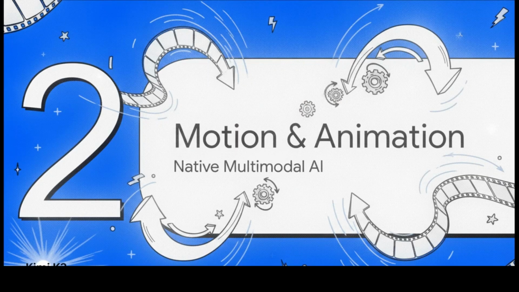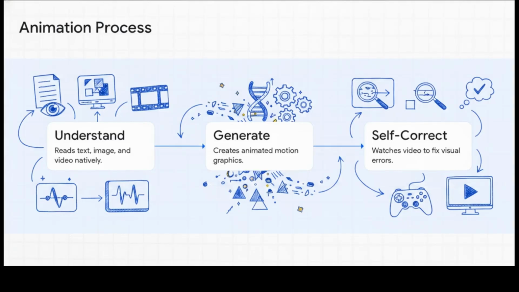Section 2. Mastering Motion and Animation. Now, if you've ever wondered how you could create a video with the kind of animation that instantly attracts an audience and serves as a real inspiration to viewers, this is the revolution you've been waiting for. Usually, making high-quality explainers requires a whole team, but let's break down Kimi's native process.